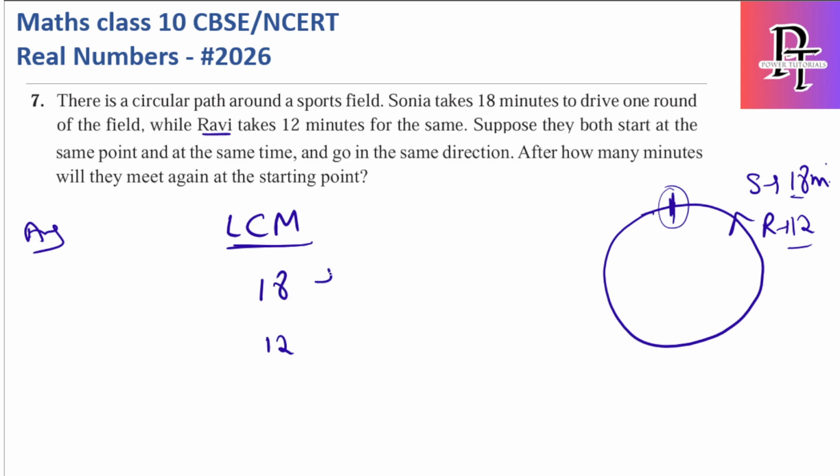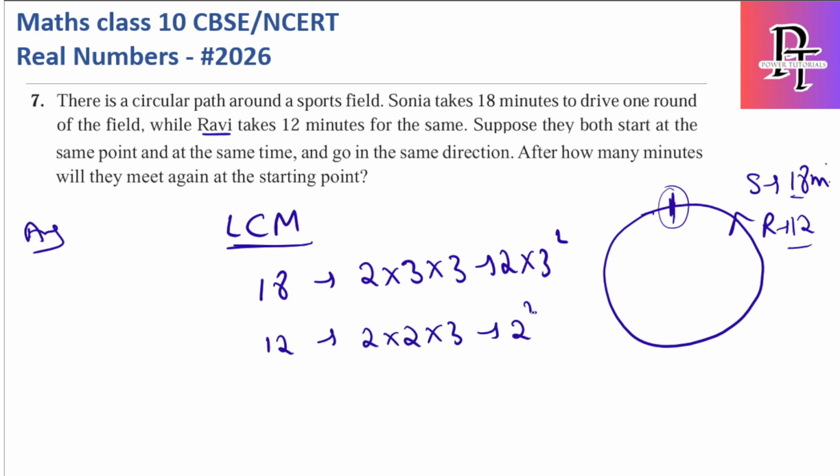We'll use the prime factorization method. 18 I can write as 2 into 9, so 2 into 3 into 3, which is 2 into 3 square. What about 12? I can write it as 2 into 2 into 3, because 4 threes are 12. So LCM is equal to 2 square into 3 square, which is 4 nines, and 4 nines are 36. So for every 36th minute, both will have the same value.